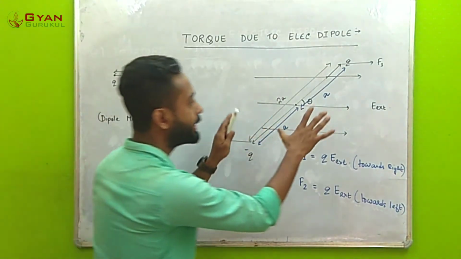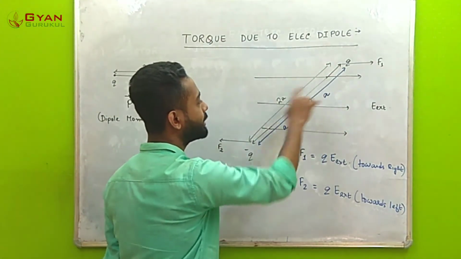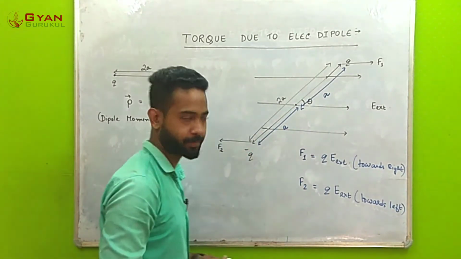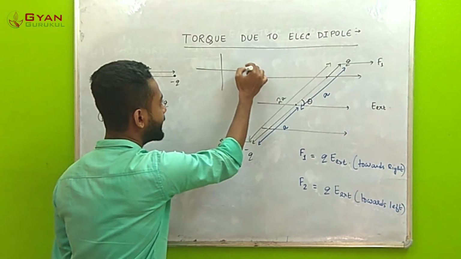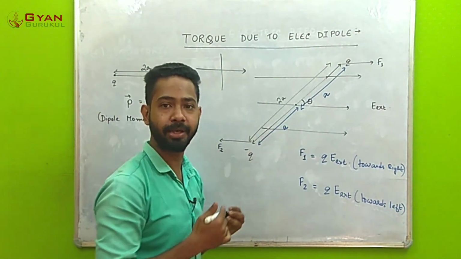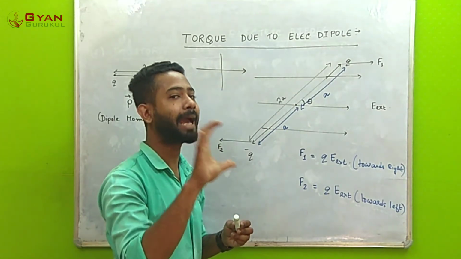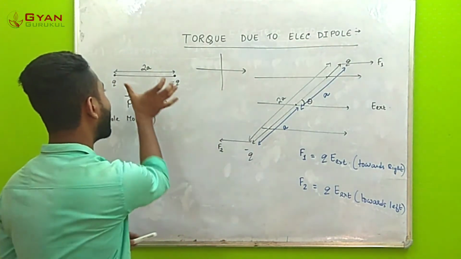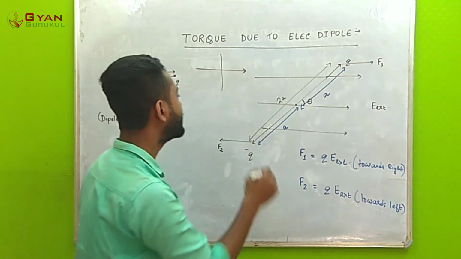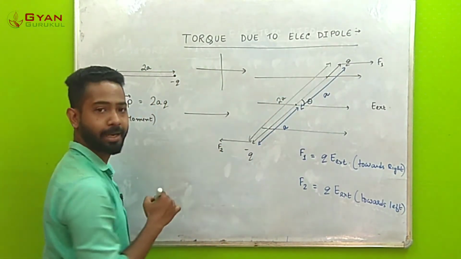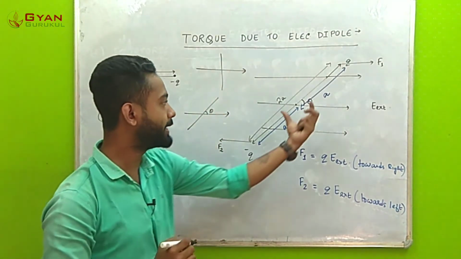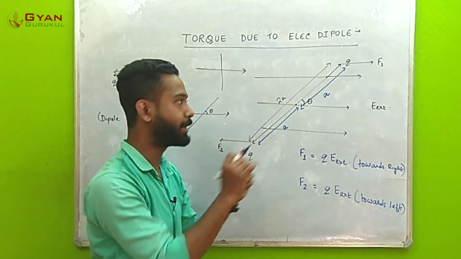Now what would happen if I place this dipole in an external electric field? As you can see in this figure, there is an applied or external electric field directed along the x-axis. If I draw the axis here, the external electric field is towards the x-axis. In that external field, I have placed a dipole at an angle theta. So if this is the electric field, the dipole is placed in such a way that it makes an angle theta. That is pretty clear for the diagram.